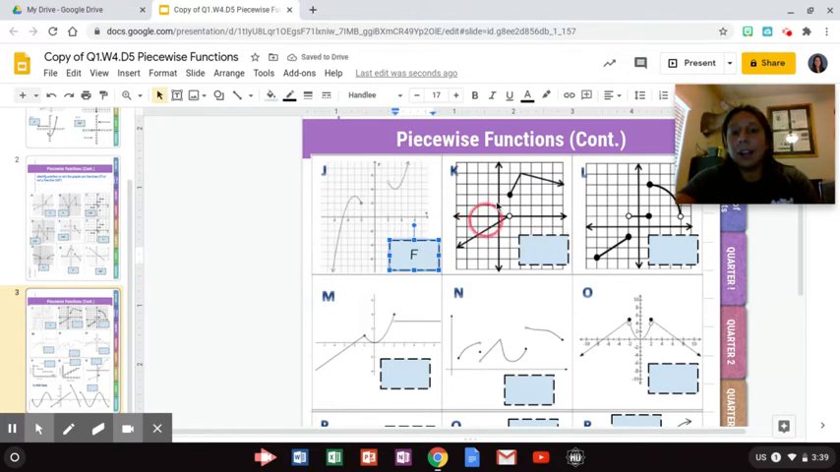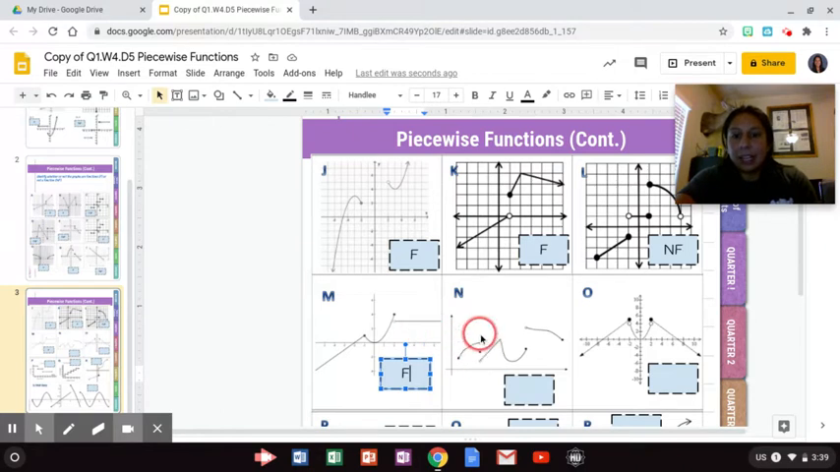K, if I were to draw a vertical line, this right here is okay. So it is a function. L, I have 2 solid dots stacked on top of each other. That's not okay. So not a function. M, if you look at M closely, you'll notice that there's a closed and an open stacked on top of each other right there. That is okay. So this is a function, and the rest of the graph passes the vertical line test.